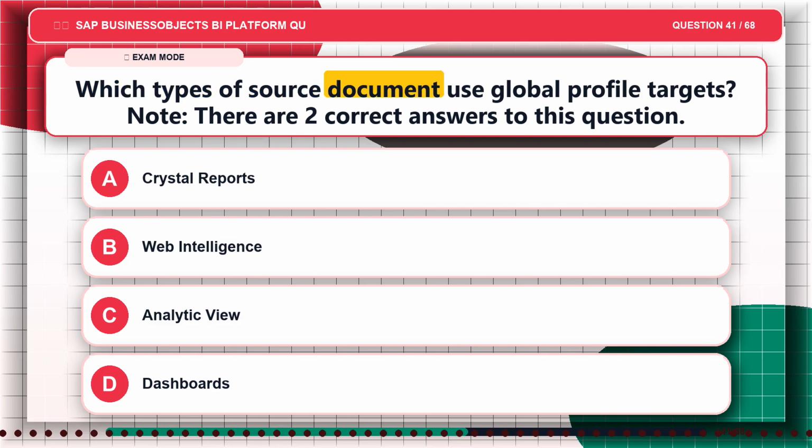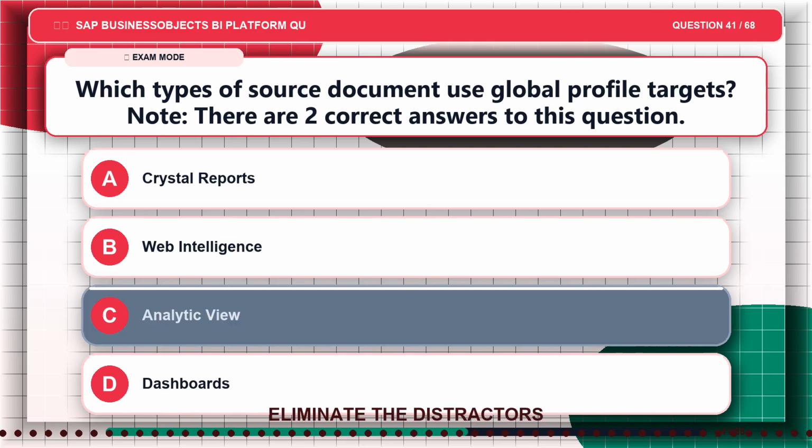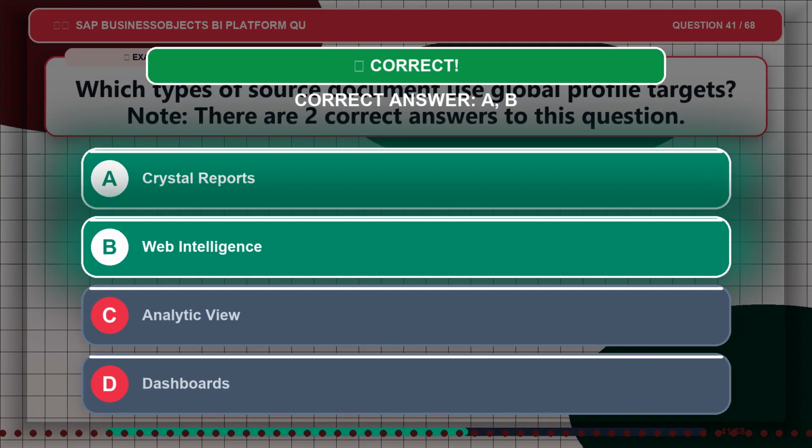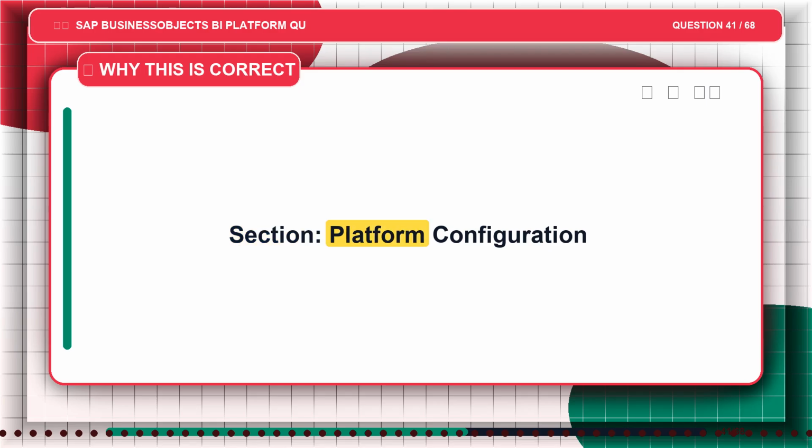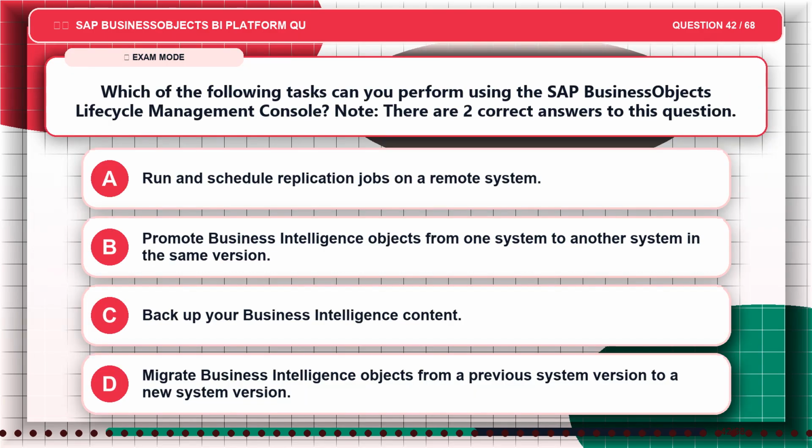Which types of source document use global profile targets? Note, there are two correct answers to this question. Option A, Crystal Reports. Option B, Web Intelligence. Option C, Analytic View. Option D, Dashboards. The correct answers are options A and B, Crystal Reports, Web Intelligence. Section, Platform Configuration. Question 42.